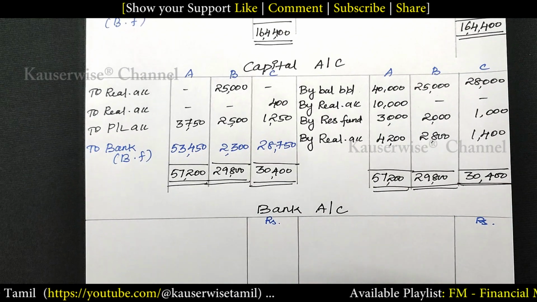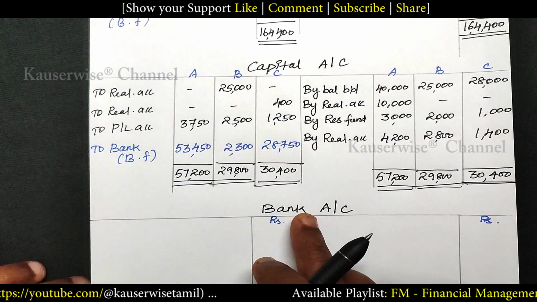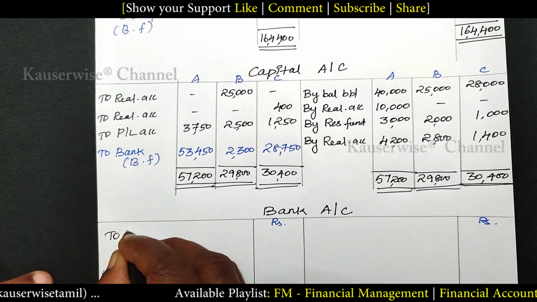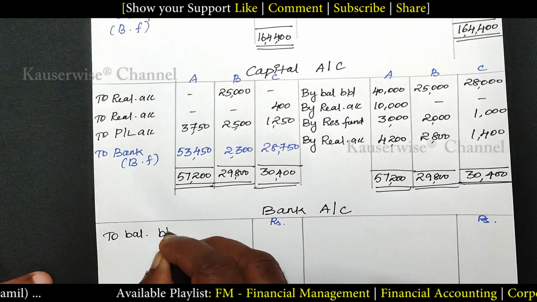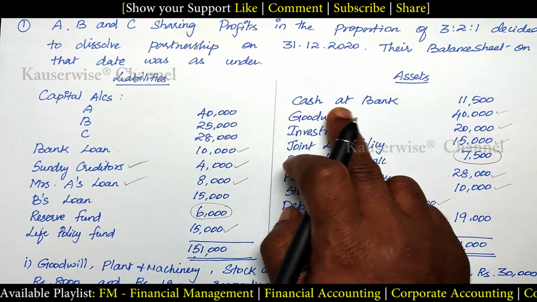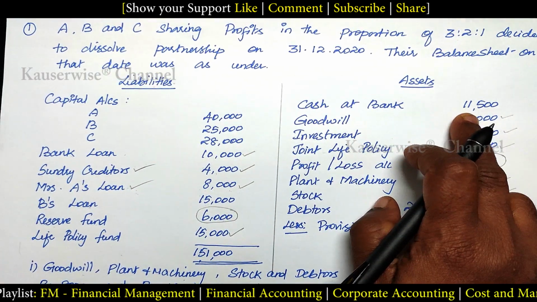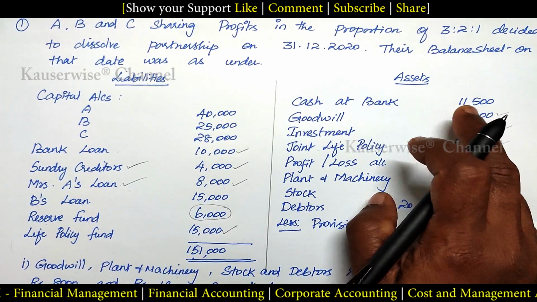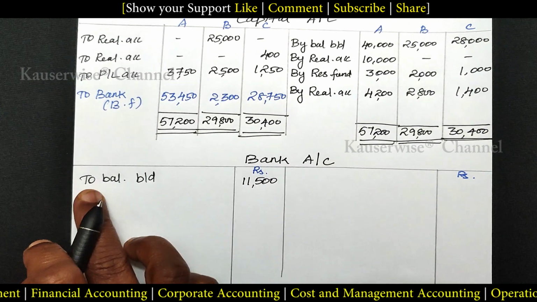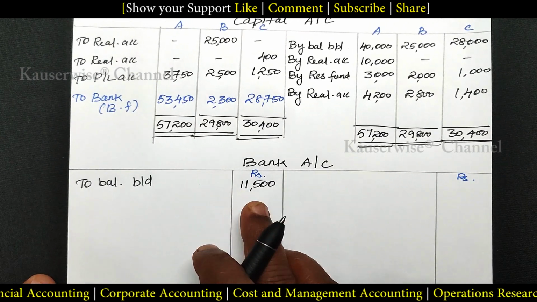First start with the opening balance, debit side. Bank account is an asset. Asset always shows a debit balance. So debit side, to balance brought down. See the question. Look at the problem. On the asset side we have the cash balance. Cash at bank, how much? 11,500. This is the opening balance. So we have entered the opening balance, that is, to balance brought down 11,500.